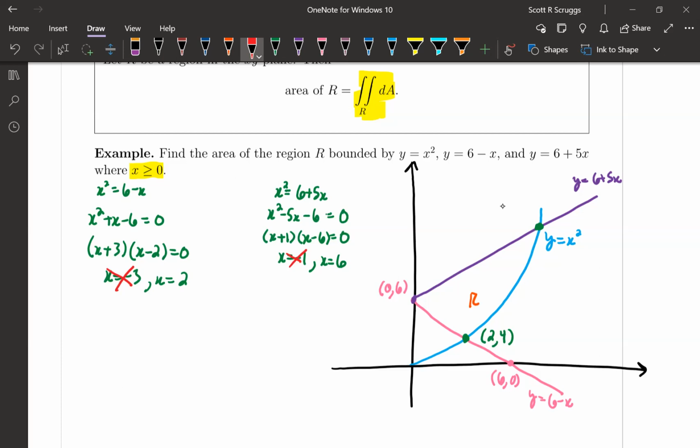X equals -1 scenario and get x equals 6. And if you plug this into either, the corresponding y value of 36.